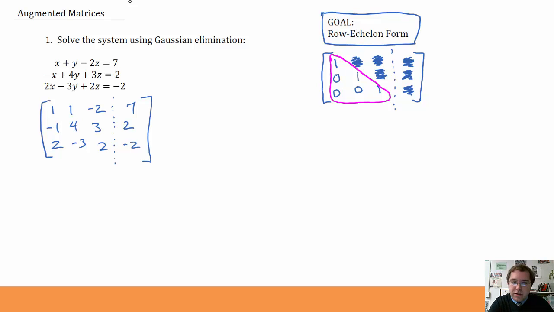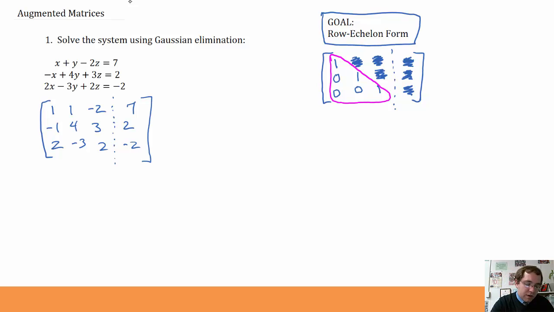Alright, so how do we get that? Well, our first objective is accomplished. We have a 1 in the top left corner just because our equation happened to start with a 1 there. If it didn't, if it was anything else, a valid move I can make is to divide an entire row by a number, just like I'm dividing an entire equation by the same number. I can do that with a row of my matrix because my rows are just representing equations. So everything I could do with equations, I can do with the rows.